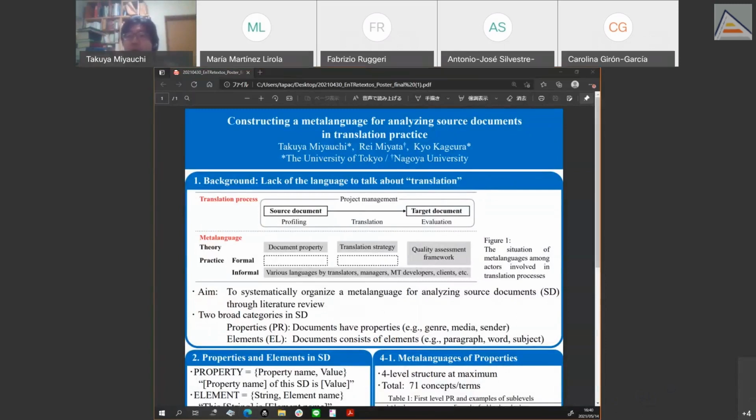Today, I will talk about our ongoing project, constructing a meta-language for analyzing source documents in the translation process. So, please see the background of this research.